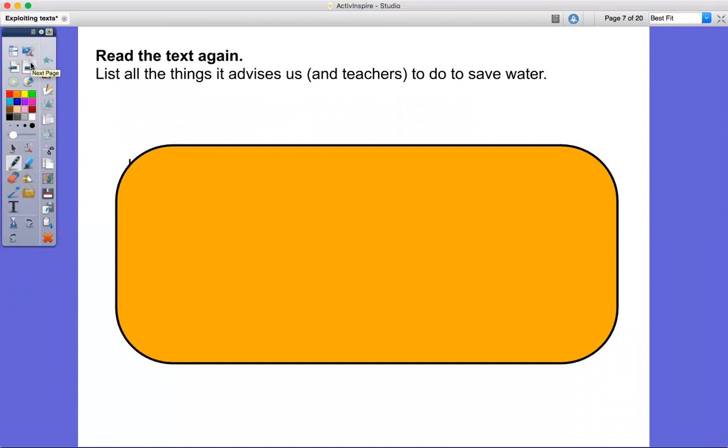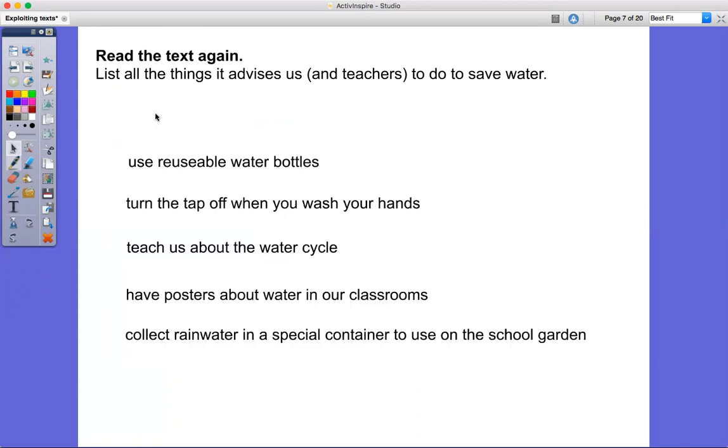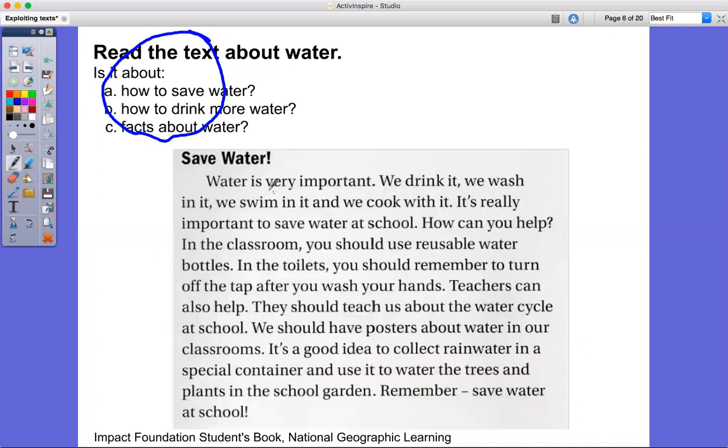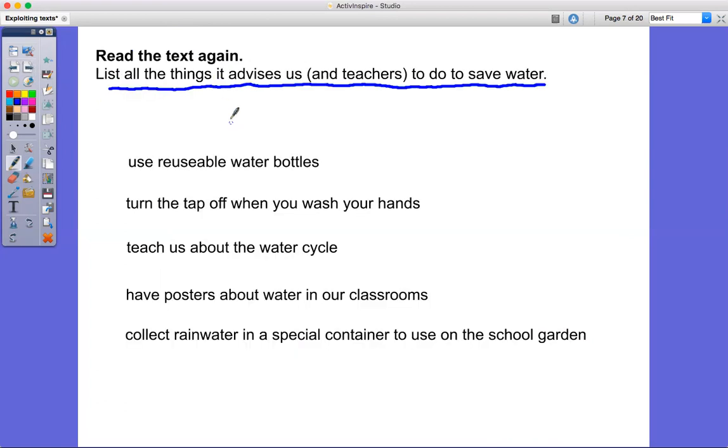The next stage in your demonstration lesson is reading for specific information. And here we get the teachers to read individually again for about 5 minutes to answer this question. List all the things it advises us and teachers to do to save water. So they go back to this text and answer that question. Then pair check, and then your feedback. Here are the answers. You can get feedback from your teachers, or you can just simply give the answers to them.